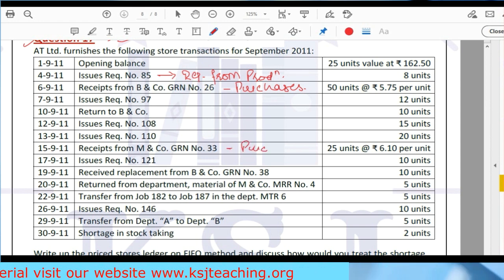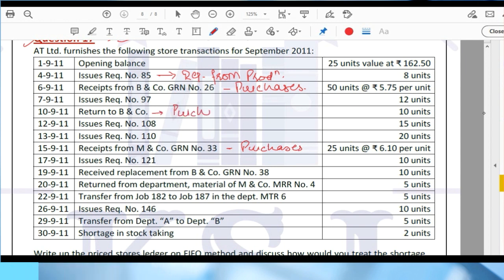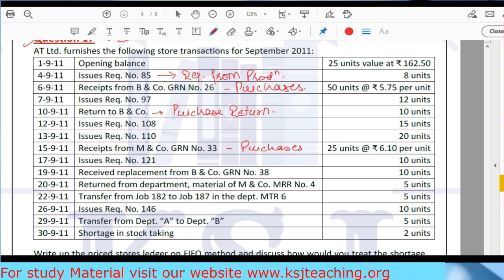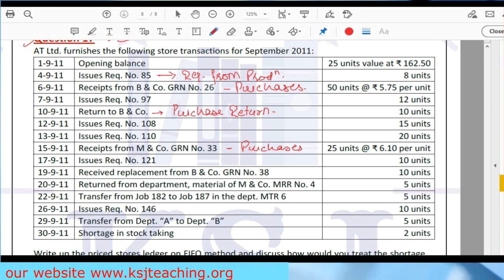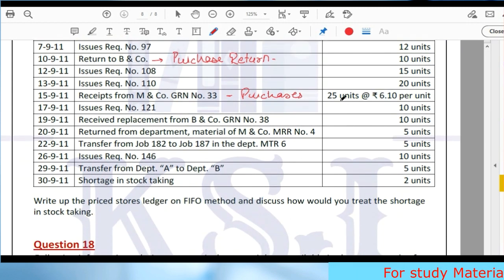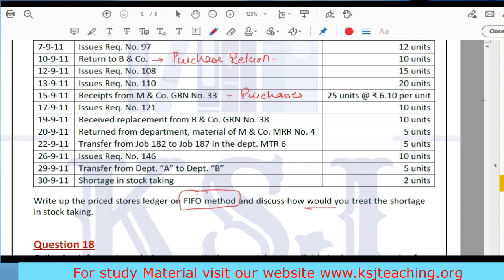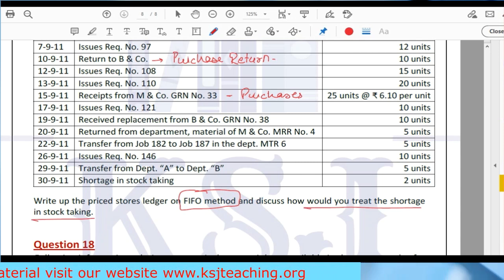This is again your purchases. And this return to B and Company is your purchase return. Then received replacement from B and Company, interdepartmental transfer and shortage in stock taking, all those things. So what you have to do is record these transactions one by one. He says write up the store's ledger on FIFO method basis, that is first in, first out, and discuss how you would treat the shortage in stock taking. Okay.